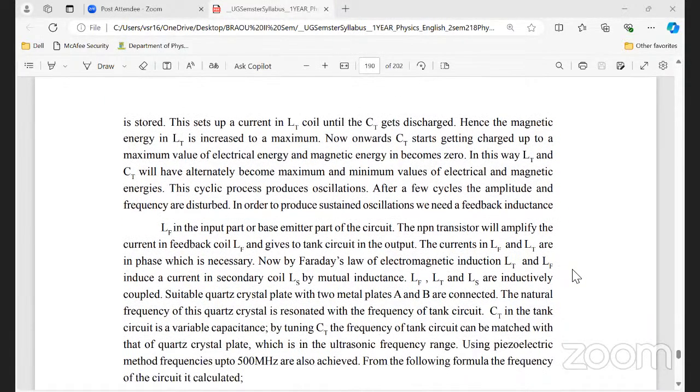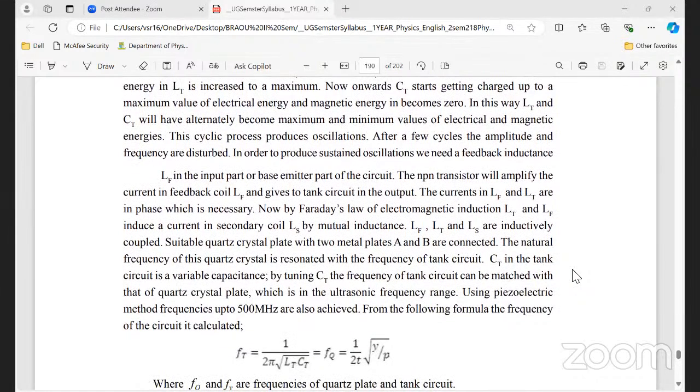So here, feedback inductance LF. LT is the inductance of the tank circuit. LF is the feedback inductance in the input, the base-emitter side of the circuit here. And the NPN transistor can amplify this current. Amplifying means strengthening the signal here. Is it clear? So the current in the feedback coil is given to the tank circuit.